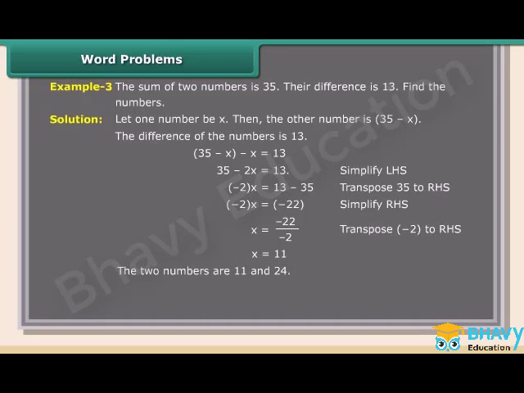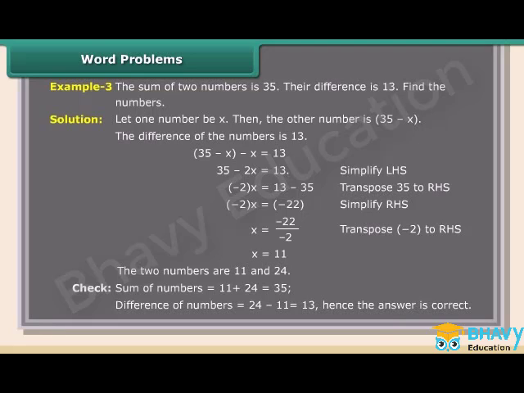The two numbers are 24 and 11. Check. Sum of numbers is equal to 11 plus 24, which equals 35. Difference of numbers is equal to 24 minus 11 is equal to 13. Hence, the answer is correct.